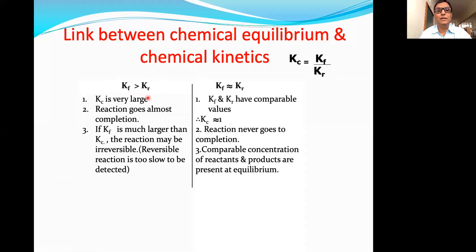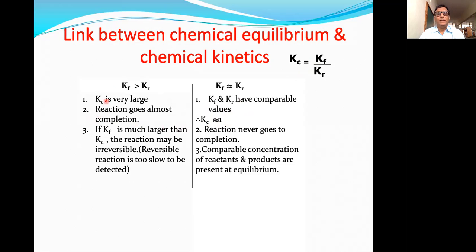Now if Kf is greater than Kr, then Kc is very large. What is Kf? It is the rate constant of the forward reaction, and Kr is the rate constant of the reverse reaction. You know this relation, Kc is equal to Kf upon Kr. Now, if Kf is approximately equal to Kr, then they have comparable values, meaning nearly the same values. Therefore, this ratio Kc will be approximately equal to 1.